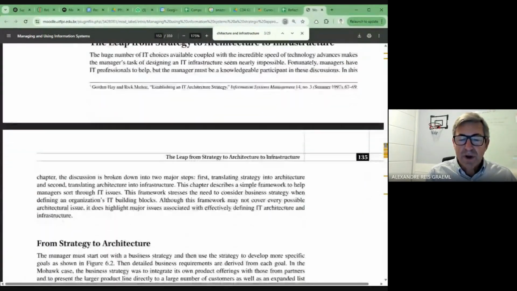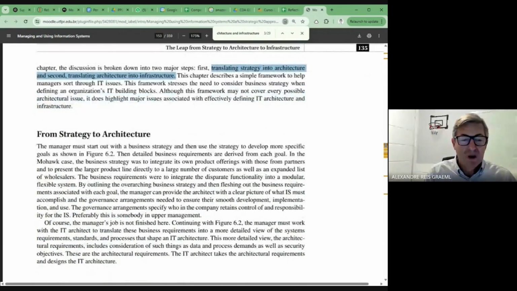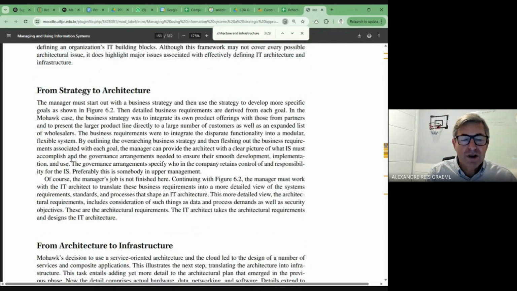Here in the next page, they describe that process of first translating the strategy into architecture, and then translating the architecture into infrastructure as being the regular way to go, to make sure that the infrastructure will be there to help the organization achieve its strategy. Then they talk a little bit about governance here. There's a specific chapter about governance that we have already discussed.